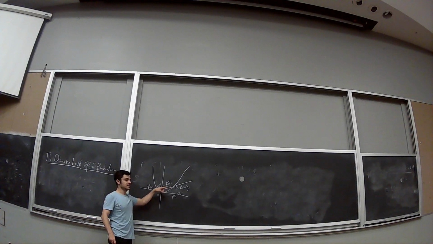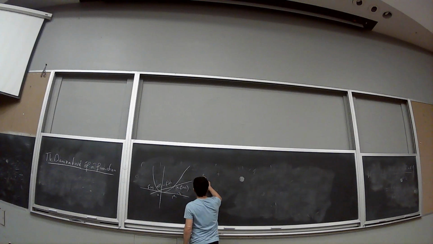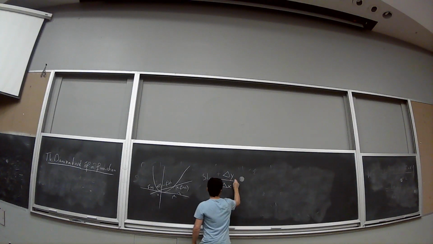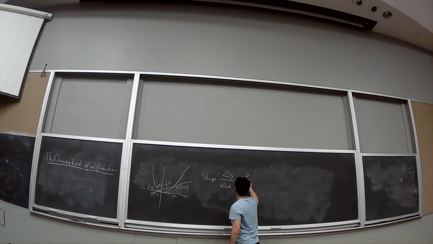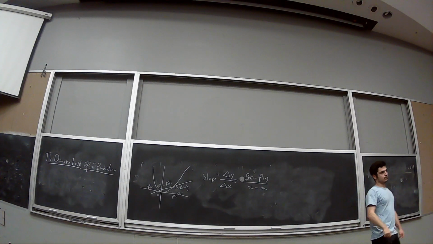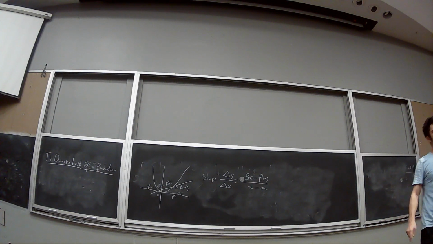What is the slope of this line? You know what's the slope of this line? The difference in y, right? Slope of this line is delta y over delta x. What is delta y? It's f of x minus f of A, divided by x minus A. Right? You see that?